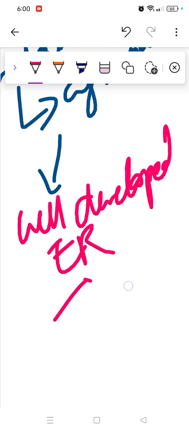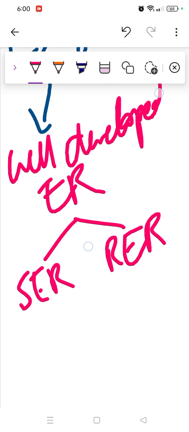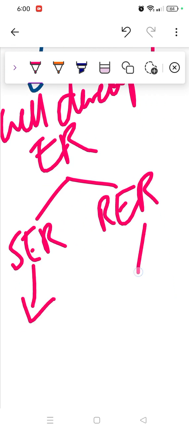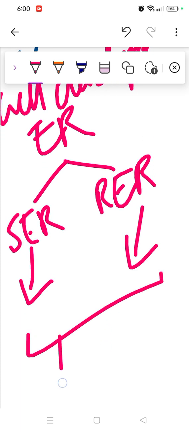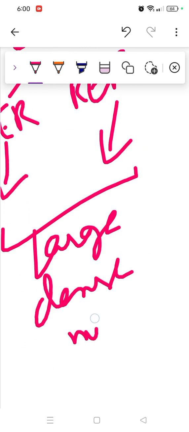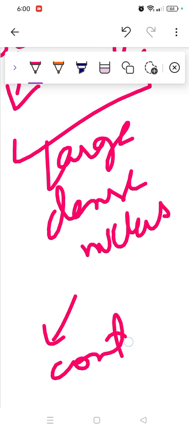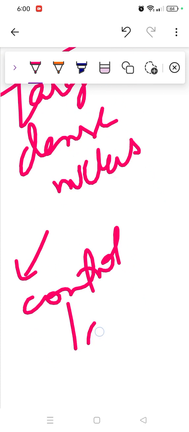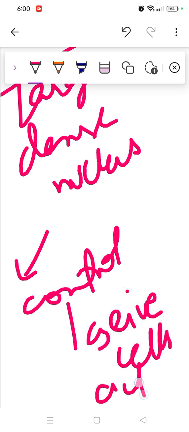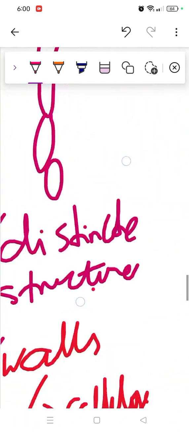Then we have SER and RER, which is part of the cell structure chapter, but still let's discuss. Smooth endoplasmic reticulum, rough endoplasmic reticulum, these all are very important here because they help in a large dense nucleus. The function of the companion cell is to control the activity of sieve cells. So that's a short skeleton.